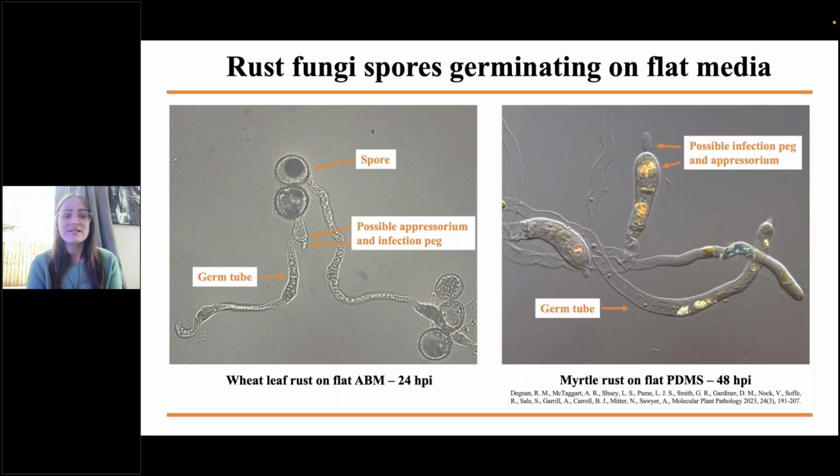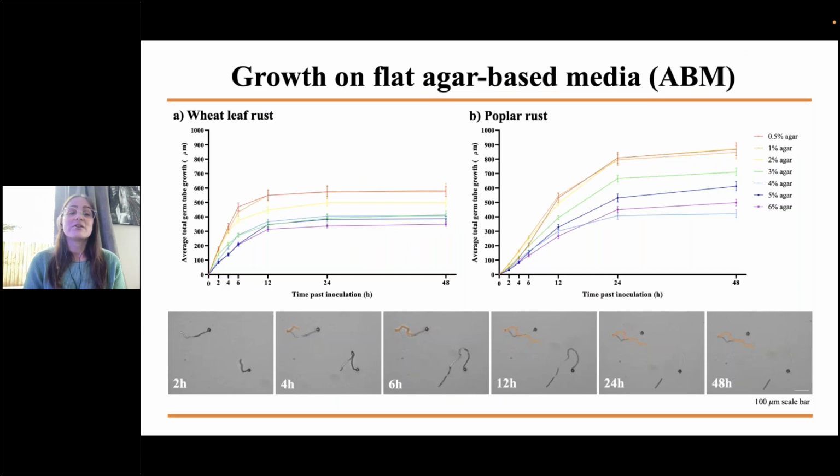But from these images, you can see the spores for the wheatleaf rust, but you can see the germ tubes for both of them. Then we have that swelling that I was talking about, that appressorium formation, and then those infection pegs that are trying to then grow into that media. So I grew rust fungi on a range of agar-based media with different agar concentrations ranging from 0.5% all the way to 6%.